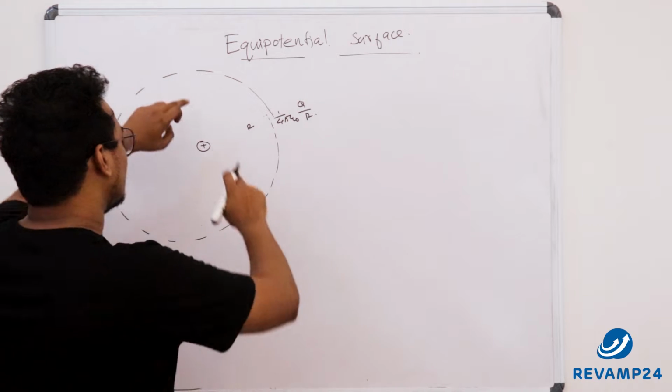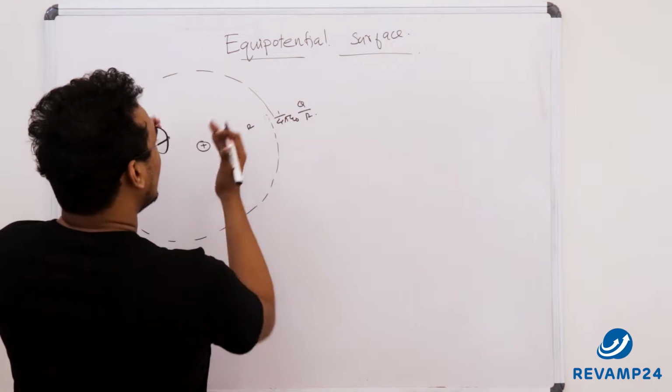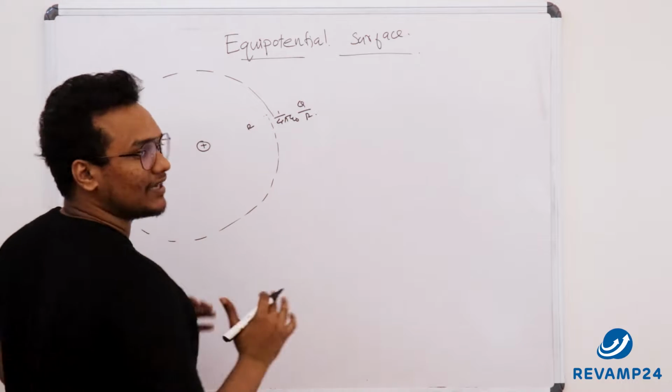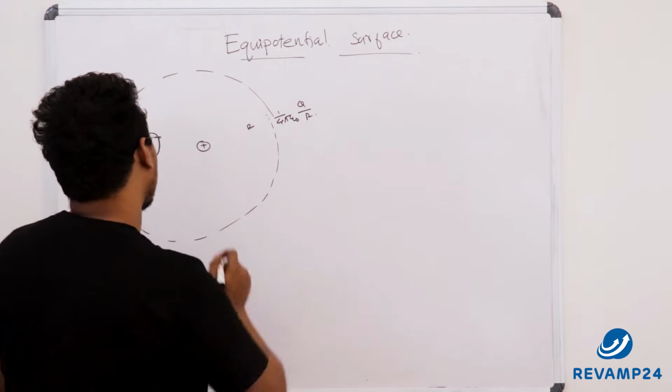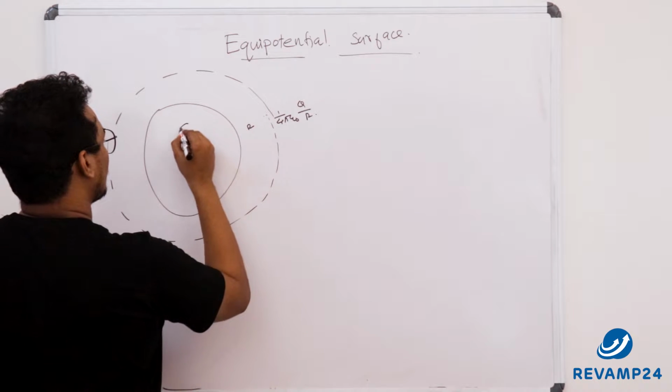So, equipotential, it's not a circle, it's a sphere around a point charge. One sphere is one equipotential surface and another sphere is another equipotential surface. So, there can be infinite equipotential surfaces.